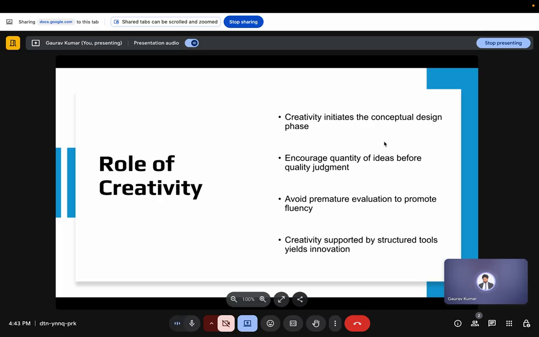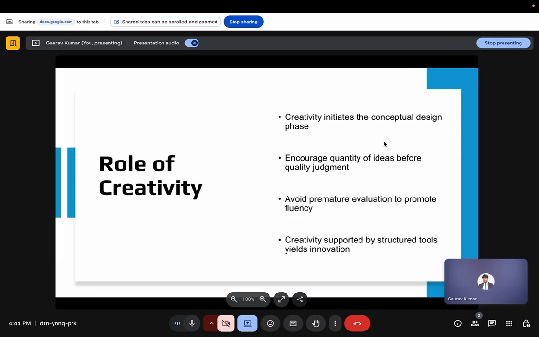So, the role of creativity. Creativity opens the solution space. We increase the quantity before judgment to avoid premature convergence and fixation. Psychological safety and facilitation matter.